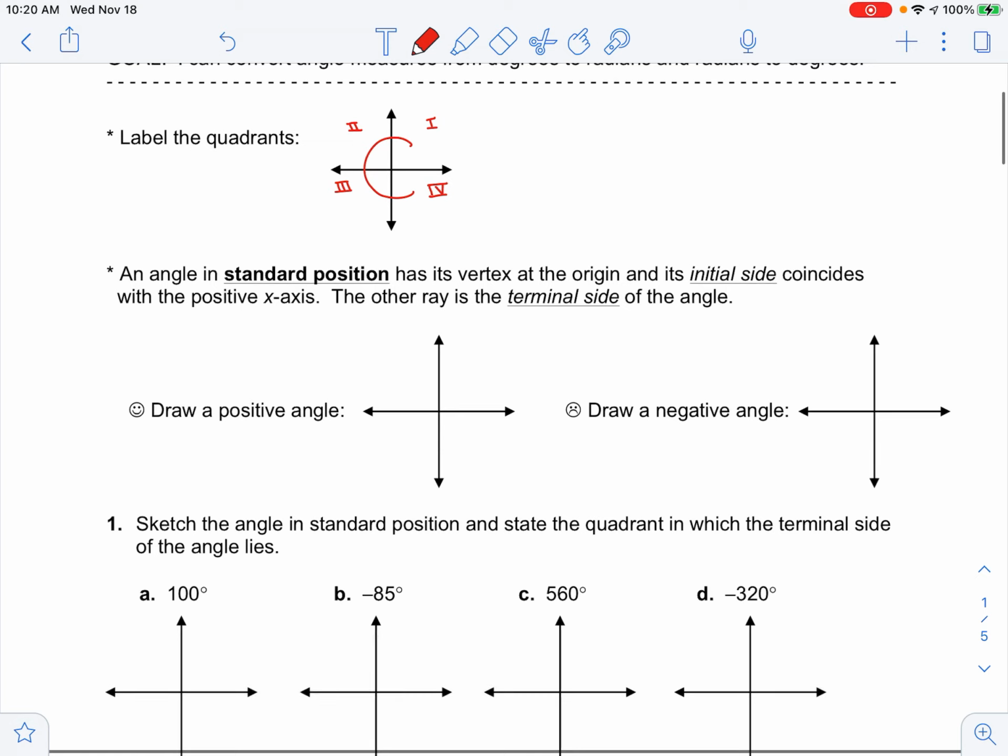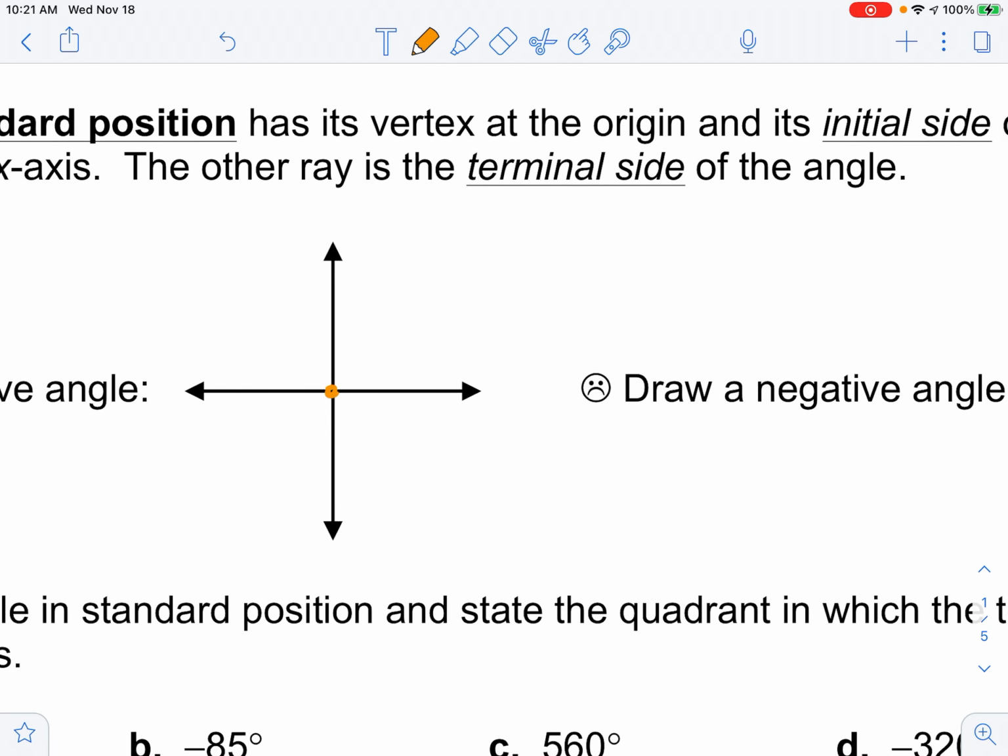Now, when you're asked to complete this, you're going to see that it says that an angle in standard position has a vertex at the origin and its initial side coincides with the positive x-axis. The other ray is the terminal side of the angle. So by definition, when you draw an angle, we always start at the origin and make what we call the initial side. So this right here is our initial side, and it's always made with the positive x-axis. The positive x values.